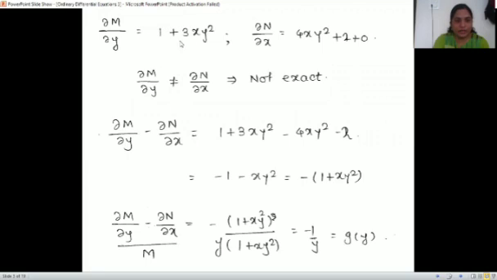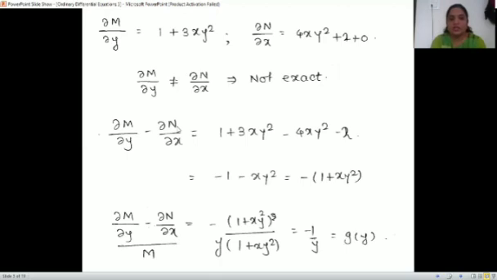So we have to find out dou M by dou y and dou N by dou x, but both are not the same. That is, the equation is not exact. So the equation is not exact, not homogeneous, and not of the second type either, that is y into f of xy, x into f of xy.